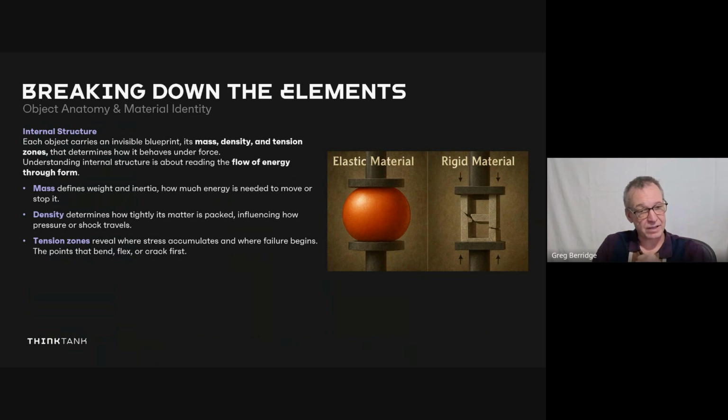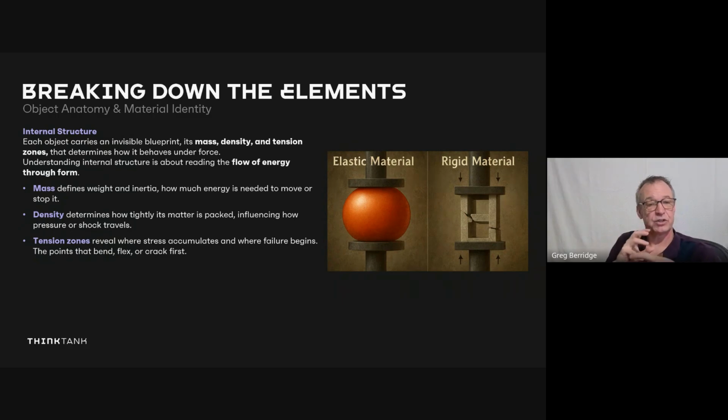So mass of an object, this defines the weight and inertia, how much energy is needed to move or stop that object. Okay. Again, think about the difference of mass between a bowling ball and a golf ball or a tennis ball, right? Going back to some very simple ideas. The amount of energy that's needed to move a bowling ball is way different than a balloon, for instance. So you've got to understand the mass of the objects that are involved with that explosion. Density determines how tightly the matter is packed in, right? How pressure or the shock will travel through that object.